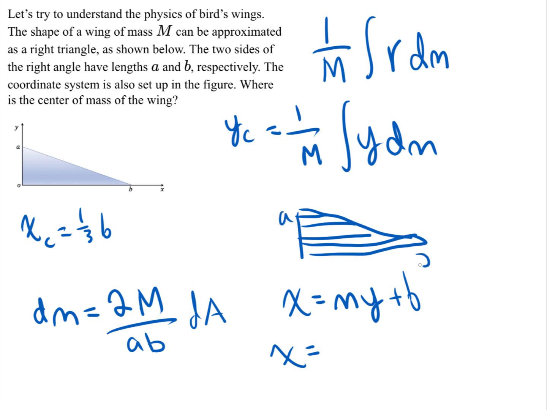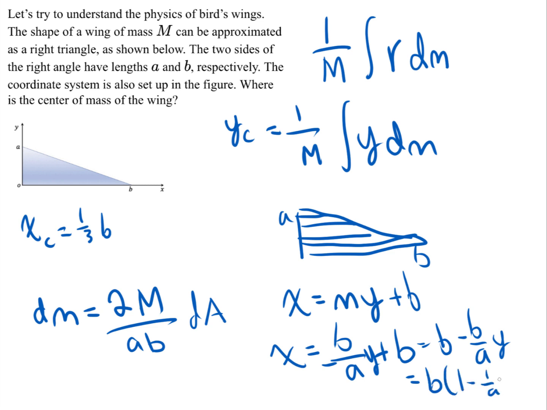So if this is a and that is b, the change in x becomes b, and the change in y becomes a. And again, this is negative. There's a negative slope here. And I'm going to add the x-intercept, which is at b. So this becomes b minus b over a, times y. And so this becomes b times 1 minus 1 over a y. Like that. And that is our equation for the height of each little rectangle.